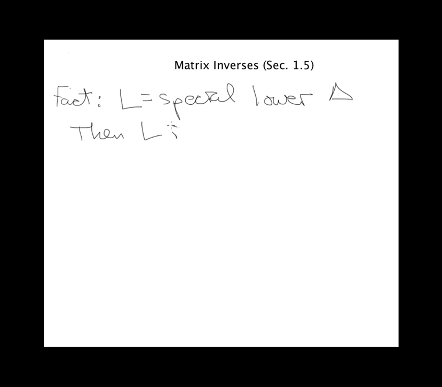Okay, an important special case of this, which we're going to be using repeatedly, is the following. Suppose L is special lower triangular. Then it's invertible. And in fact, it's fairly easy to compute the inverse. The reason this is true and the way you compute it is that you write L as a product of elementary matrices.